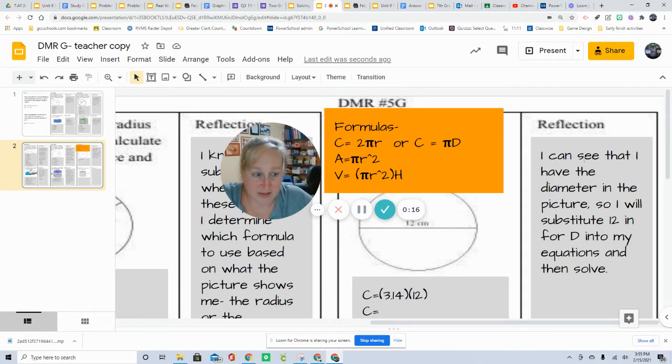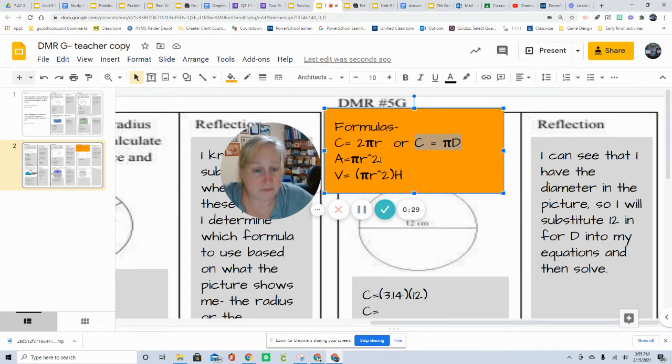Using the picture, I can see that I have the diameter in the picture. So I'm going to substitute 12 in for D into my equations and then solve. So for circumference, that's fine because I have a formula with D. But for area, that will not work.